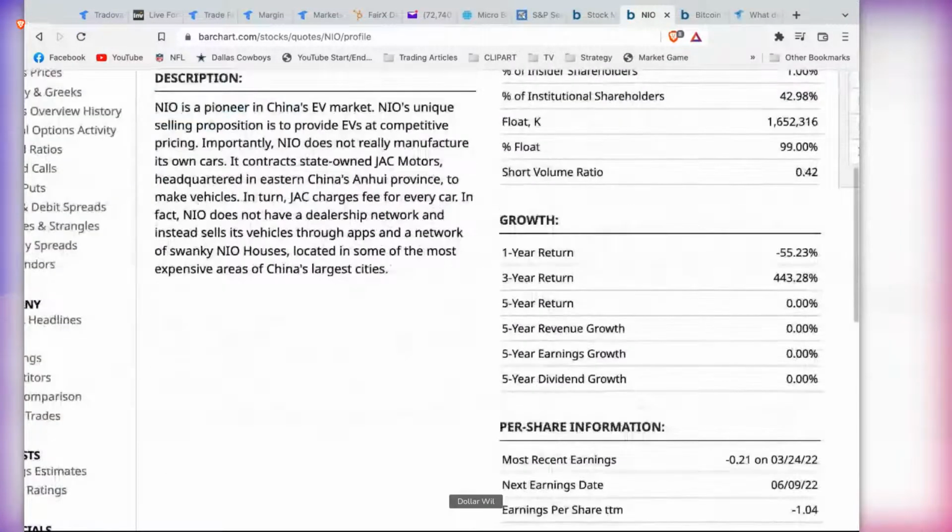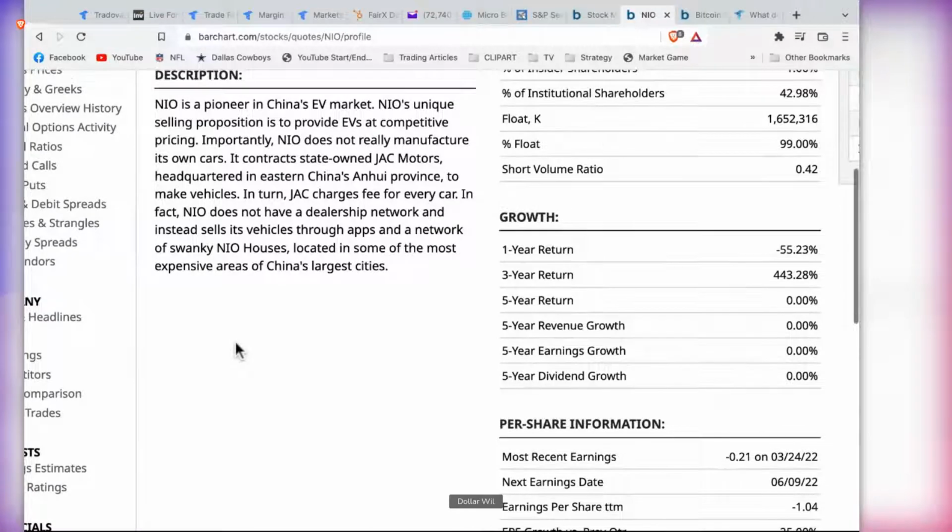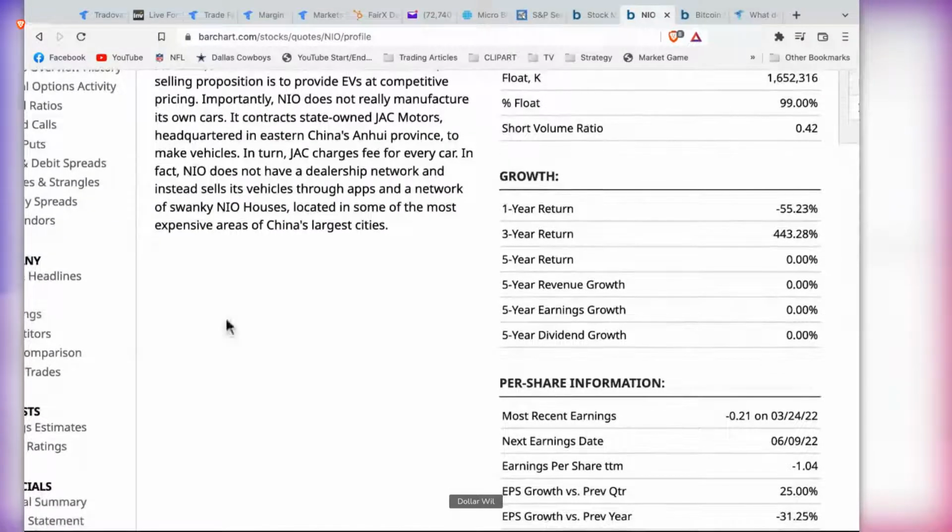All right, importantly, it does not really manufacture. It contracts state-owned JAC Motors, headquartered in Eastern China, to make vehicles. So they must own patents or something. It charges a fee for every car. In fact, it does not have a dealership network and instead sells its vehicles through apps and a network of swanky houses located in some of the most expensive areas of China's largest cities.